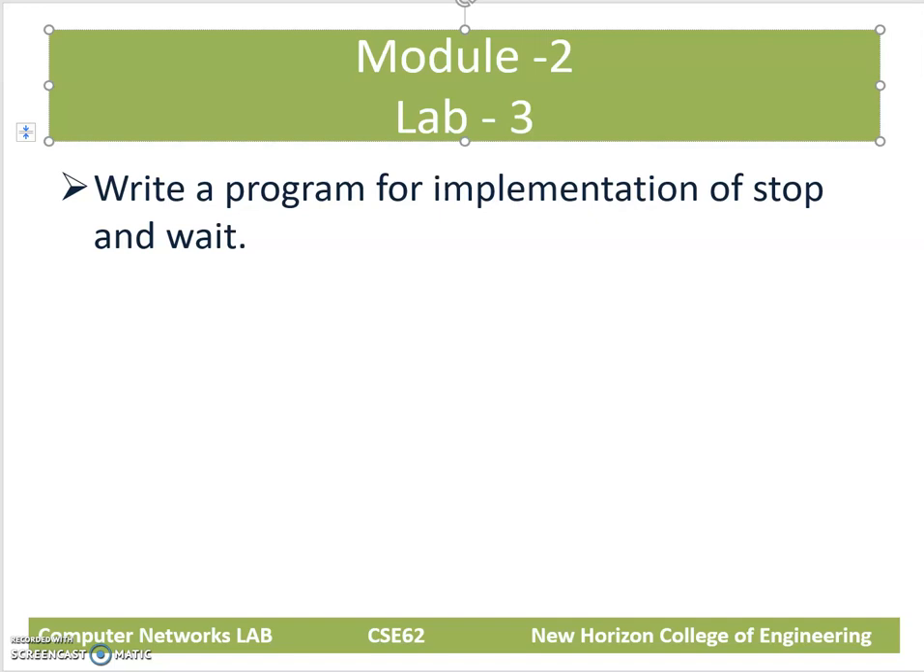If it has not received the acknowledgement, what does it mean? The packet may not have been received by the receiver end. That's why, after waiting some time, it has to resend the first packet. Again it has to resend the packet to the receiver. So that is called stop and wait. In this lab experiment, we need to simulate the behavior of the stop and wait program through a C program.